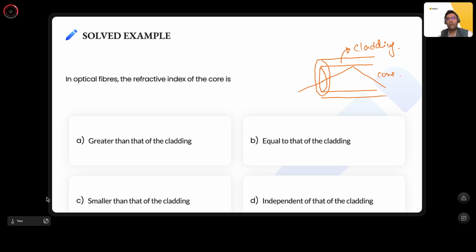So अब TIR होने के लिए लाइट डेंसर से रेयर मीडियम में जानी चाहिए, तो कोर मस्ट बी डेंसर, राइट. तो यहाँ पे जाए ना लाइट. ओके. सो द कोर विल हैव अ ग्रेटर रिफ्रैक्टिव इंडेक्स देन द क्लैडिंग. ठीक है. रिफ्रैक्टिव इंडेक्स ऑफ द कोर विल बी ग्रेटर देन दैट ऑफ द क्लैडिंग. सो दिस विल बी माय आंसर. ओके.